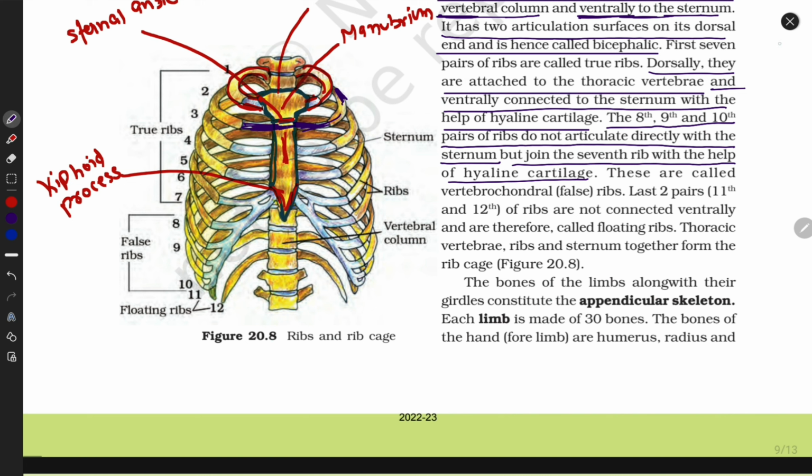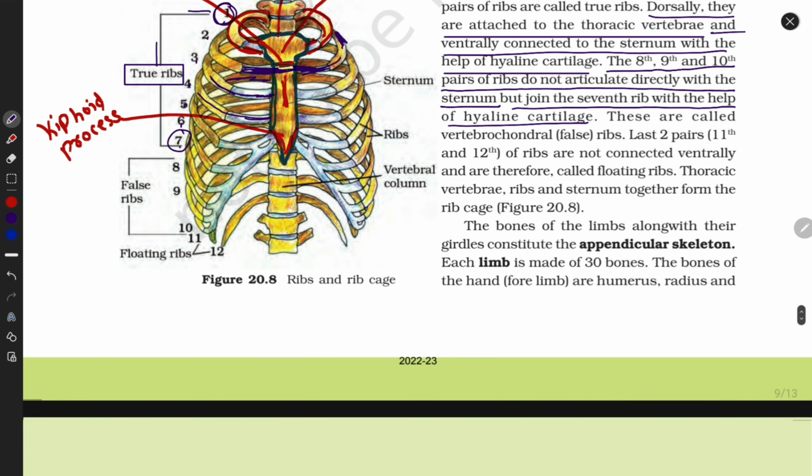Look at here. Ribs 1 to 7, meaning rib 1, 2, 3, 4, 5, 6, 7, are connected at the dorsal side with the vertebral column and ventrally with the sternum. These are called true ribs. But if they are not connected with the front side of the sternum, what kind of ribs are they called? False ribs, meaning the 8th, 9th, and 10th.